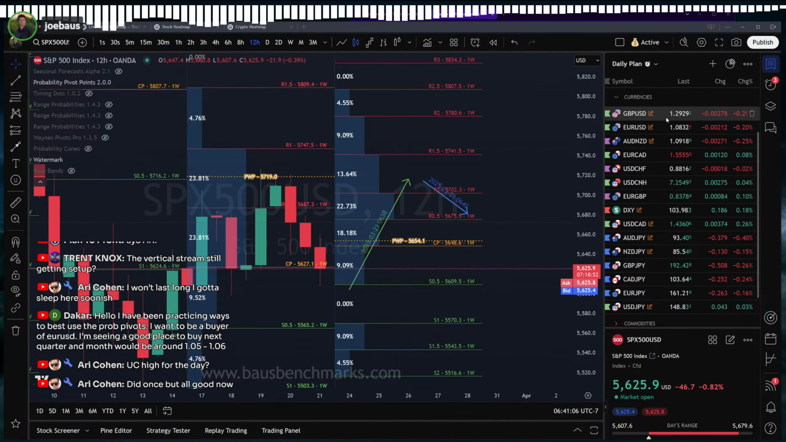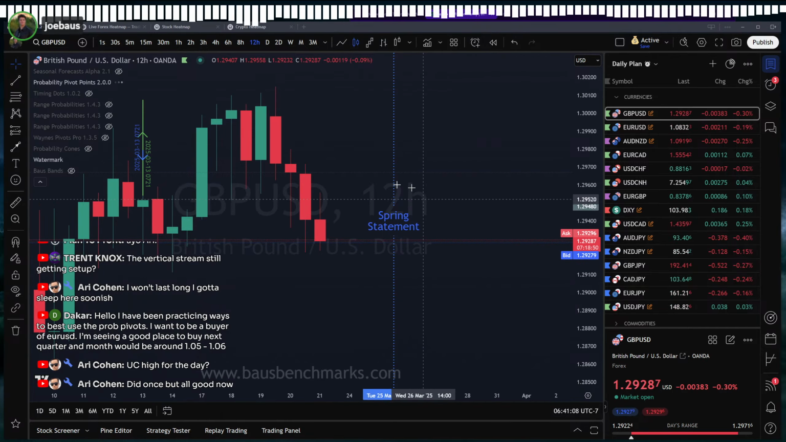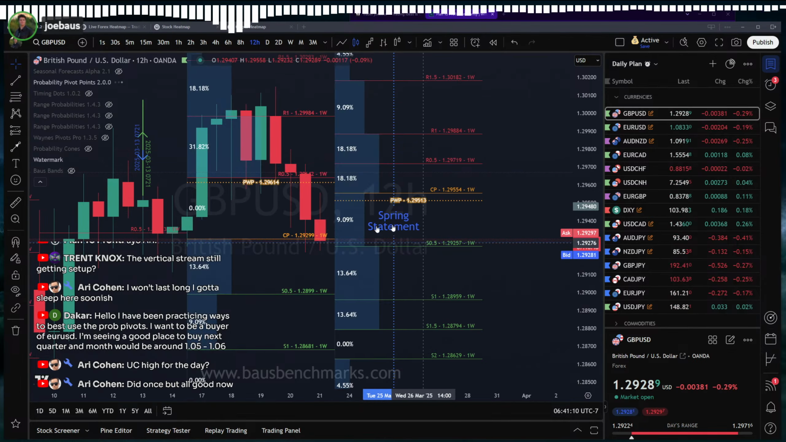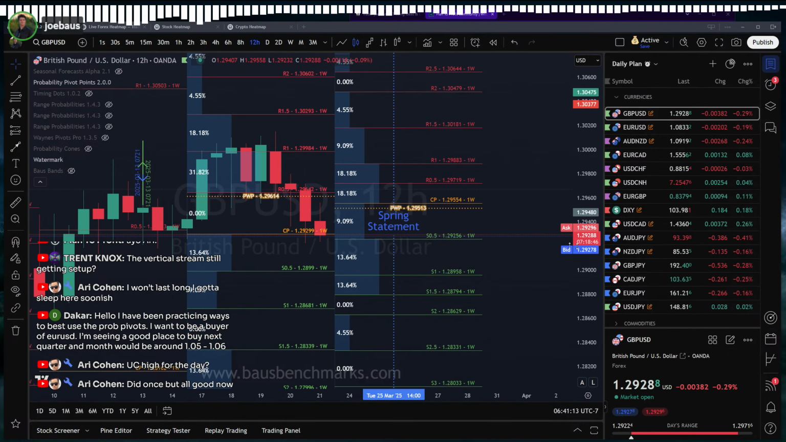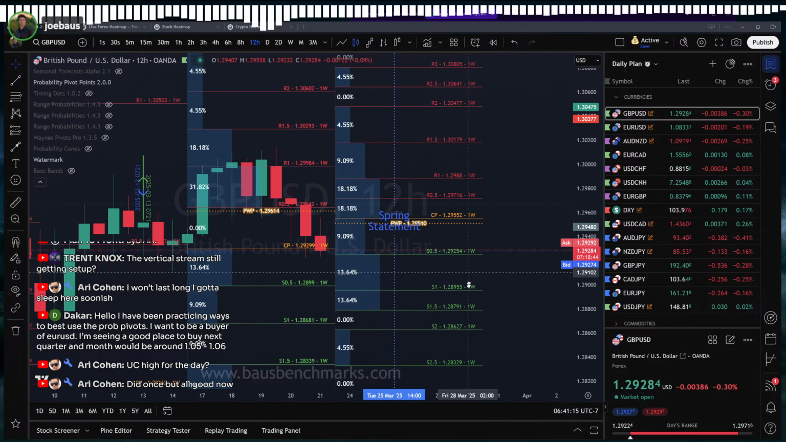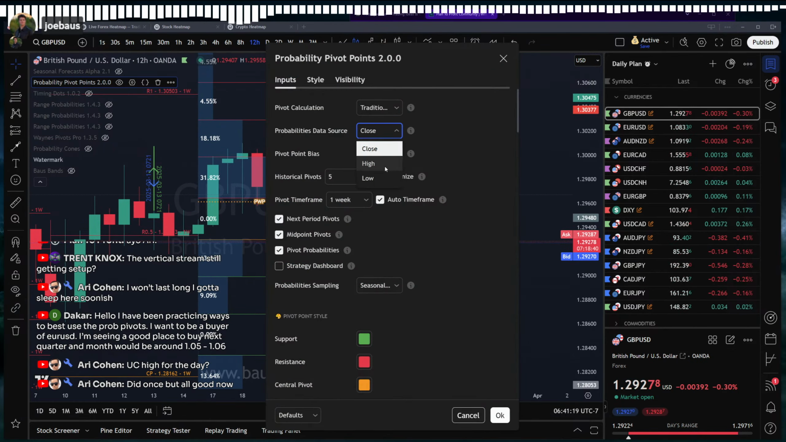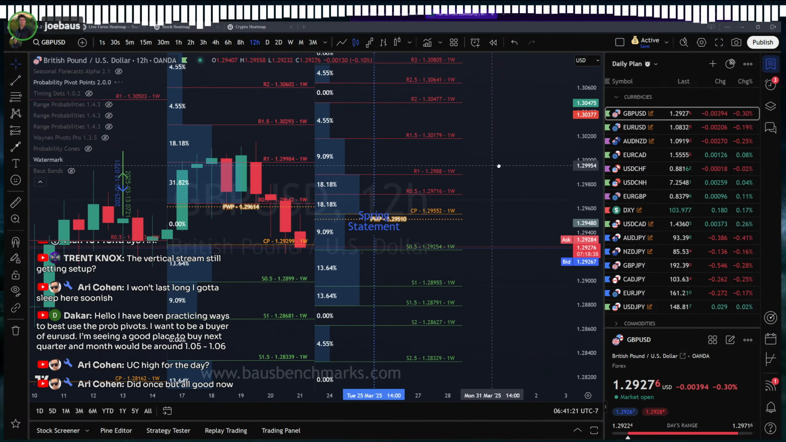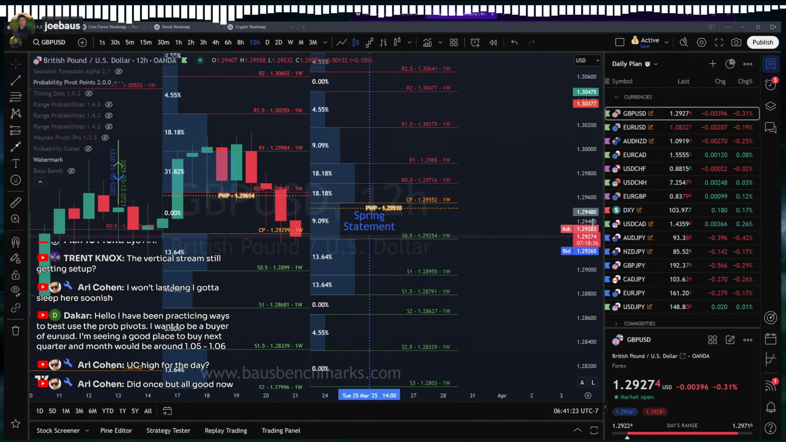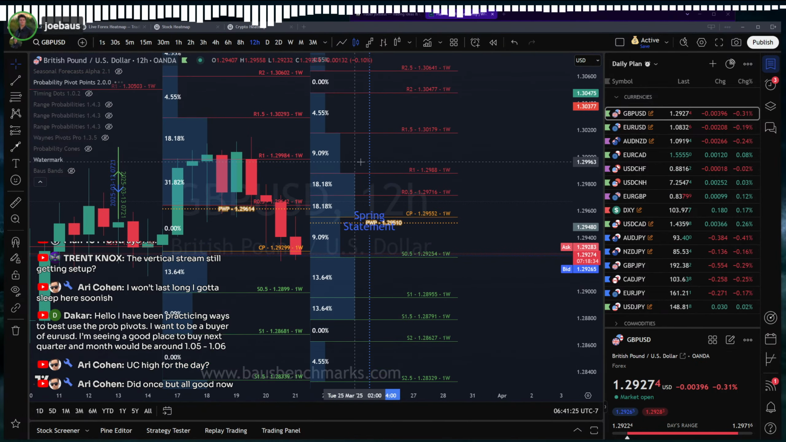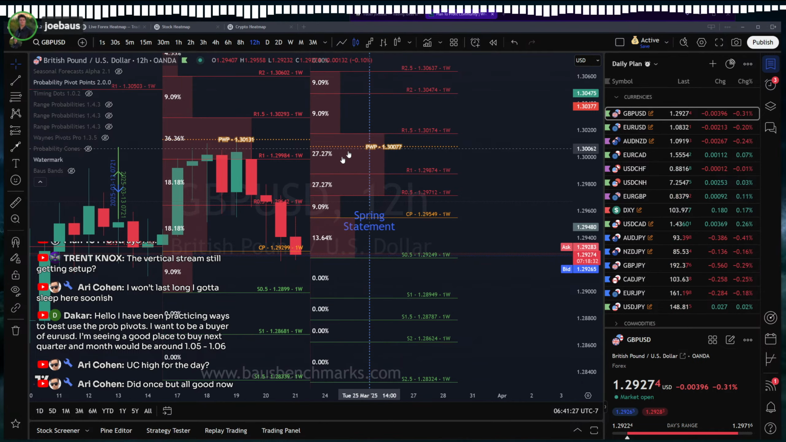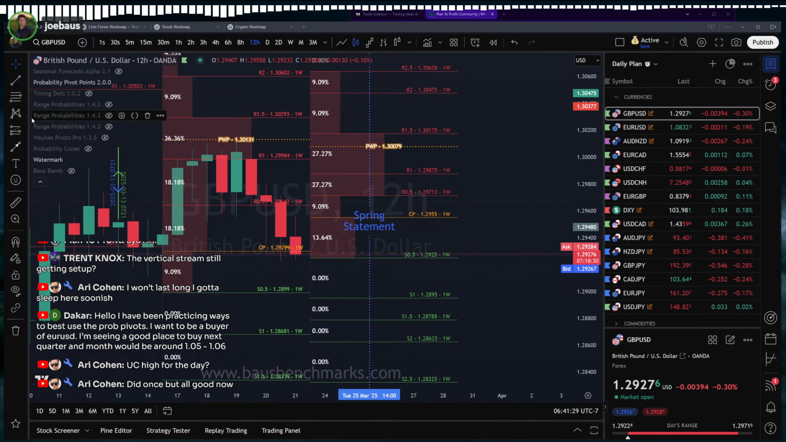Anything else we can check out? I mean, we do have the spring statement coming out for the pound here. Pretty volatile week ahead for the pound. Let's check out the high odds here. How high does this thing usually go? There's probably got to be some odds here based on looking at those closing odds.